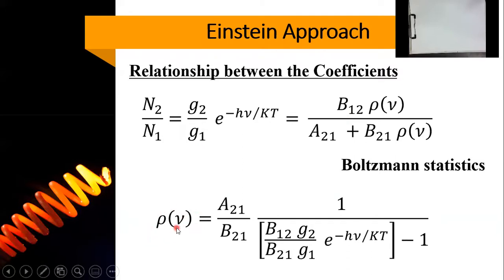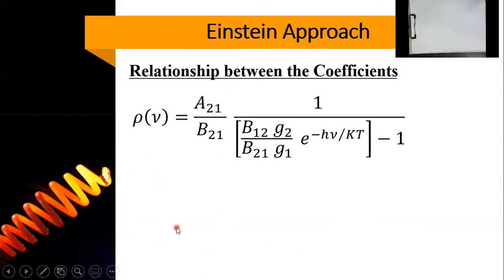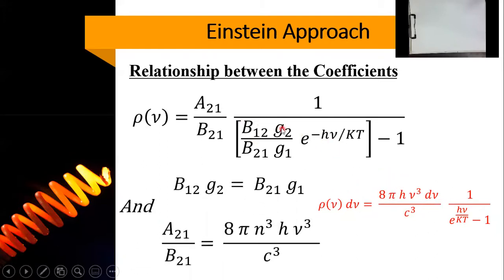And if you remember, my dear students, this rho of mu was already empirically formulated before when we were dealing with black body radiation. So we compare these two equations together in order to get a relation between the three coefficients introduced by Einstein. In this case, we found that B12 times G1 equals B21 times G2, and A21 over B21 equals this term, which is 8 pi n cubed h mu cubed over c cubed, where n is defined as the refractive index of the medium, mu is the frequency, of course, and c is the speed of light.